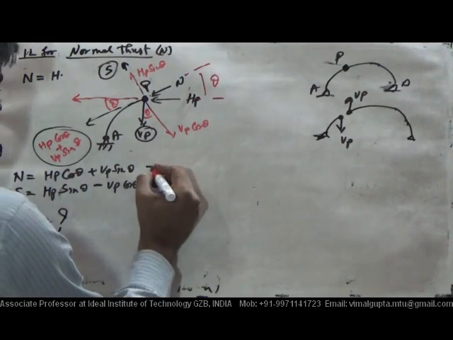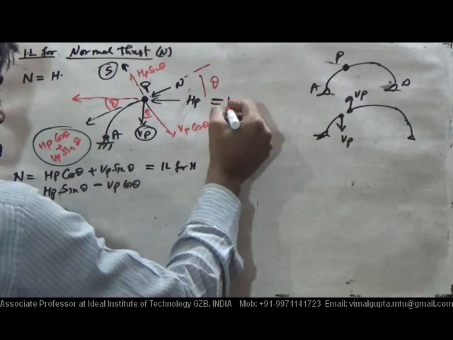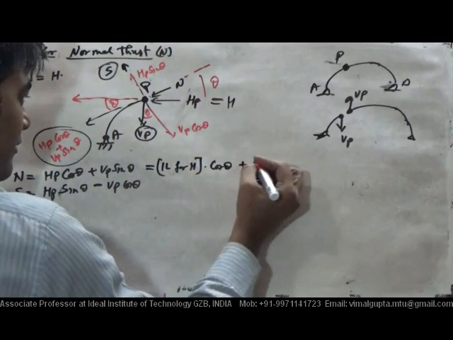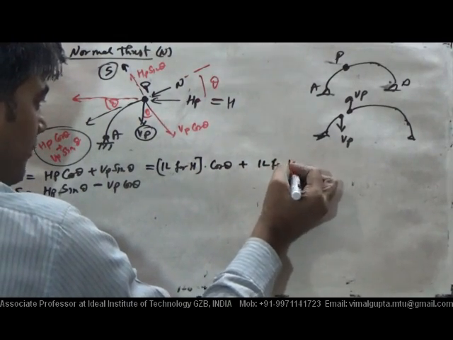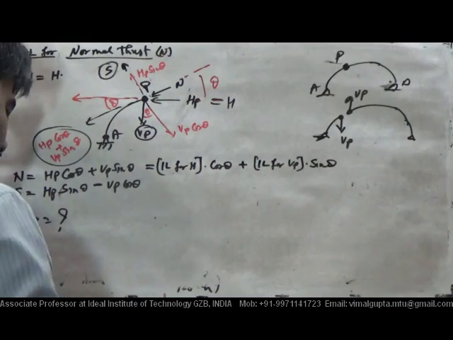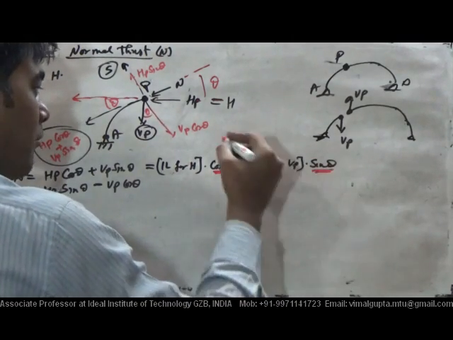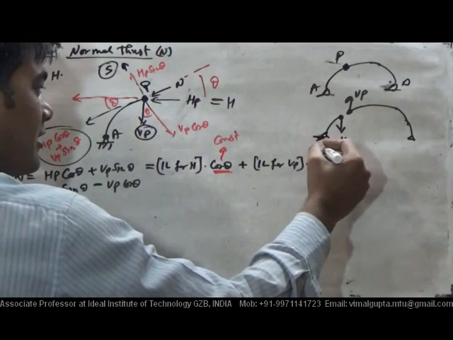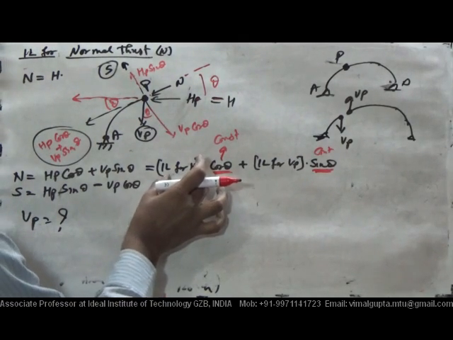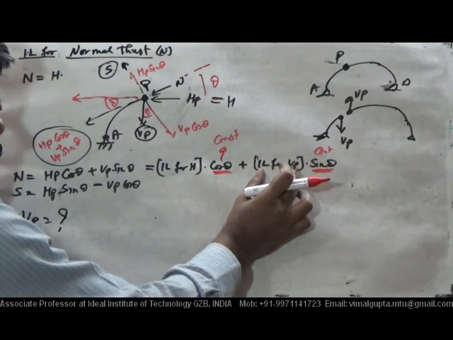It will be IL for H, and HP is always there. IL for H into cos theta plus IL for VP into sin theta. You know very well what cos theta and sin theta are; both are constant. We have plotted the value of IL for H and IL for VP. The IL for VP plot is very simple, no problem.